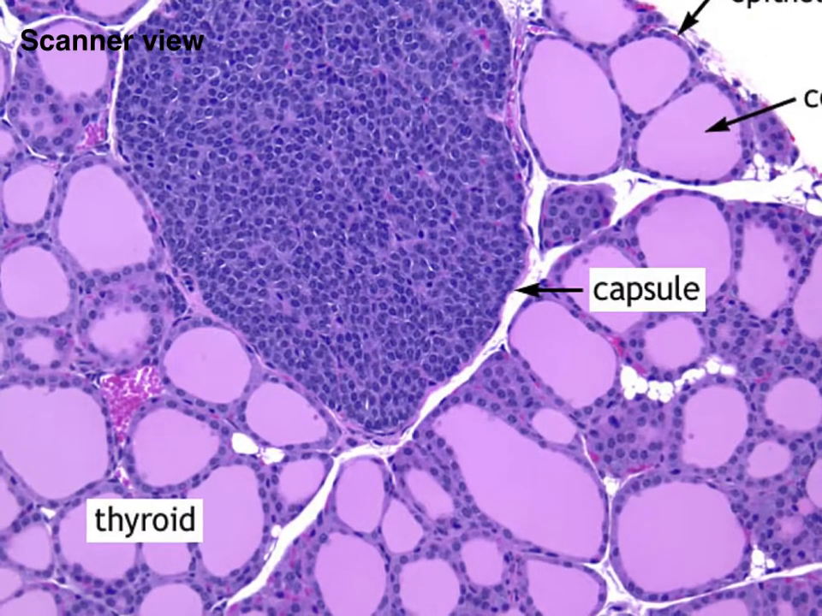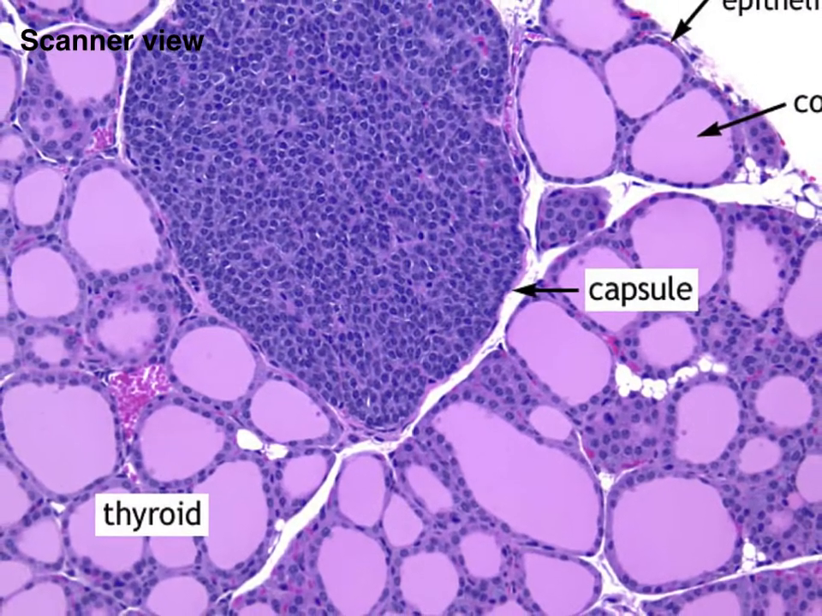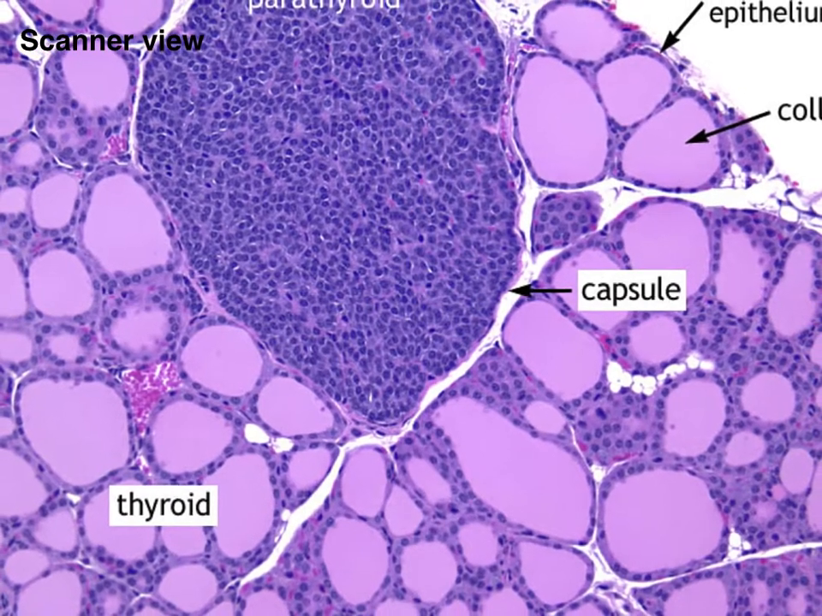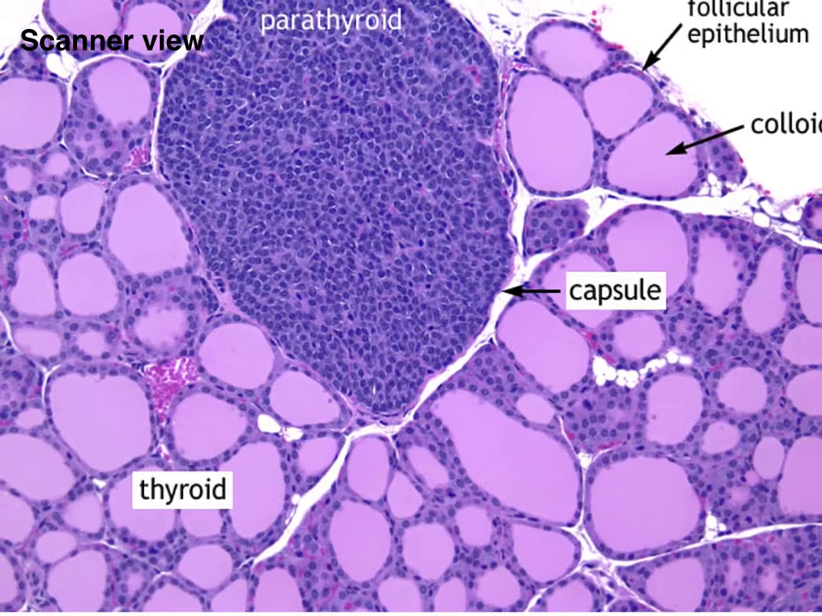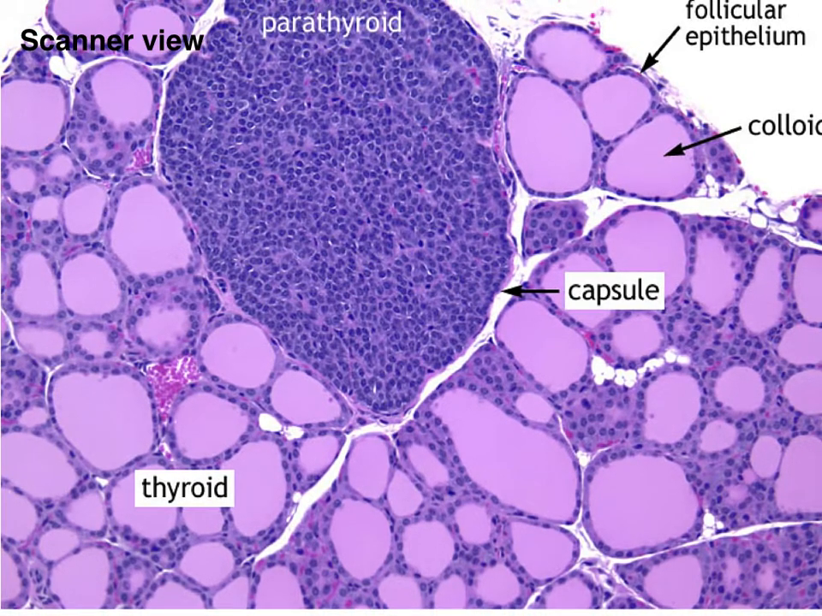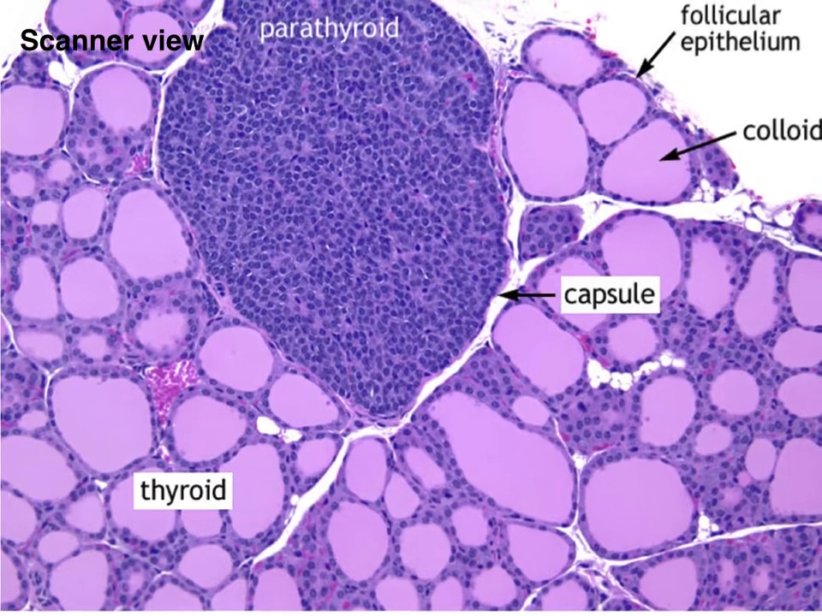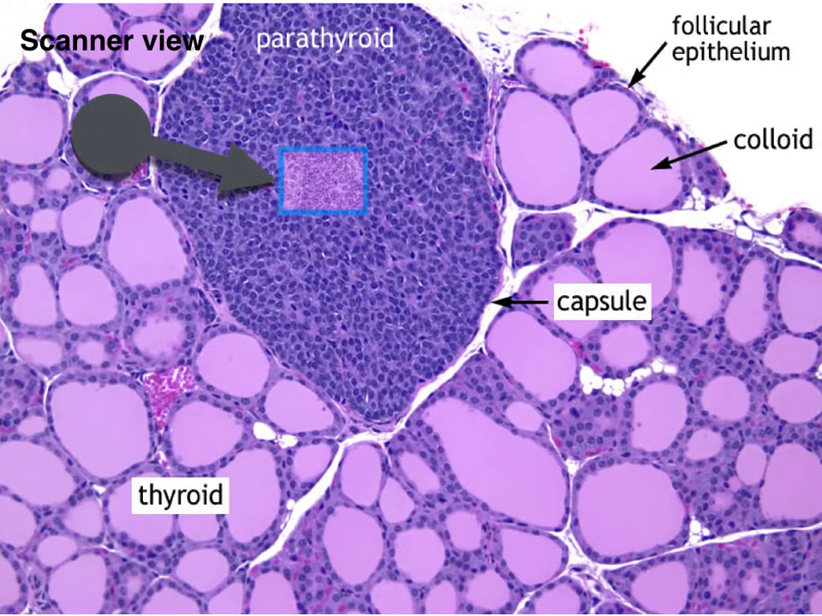Under the scanner view, we can see the parathyroid embedded in the thyroid gland. It is separated from the thyroid gland by a connective tissue capsule. Let's now focus using HPO.